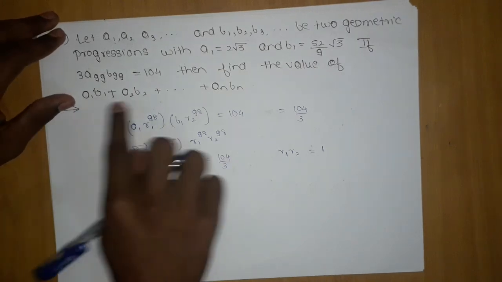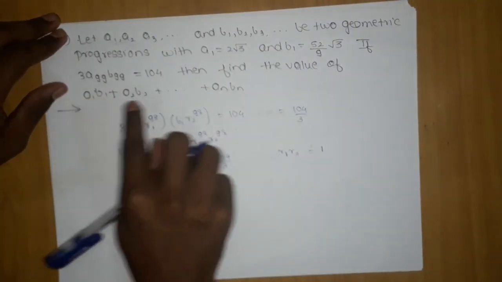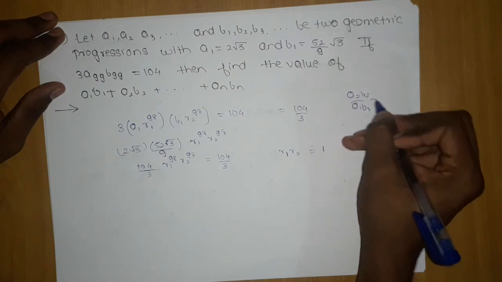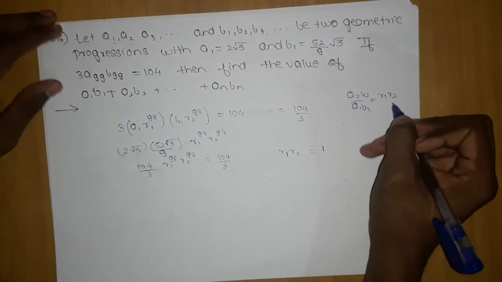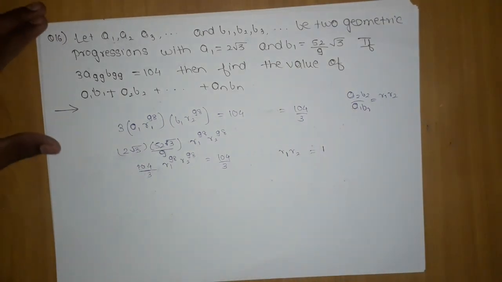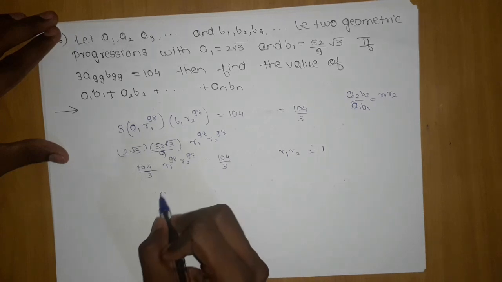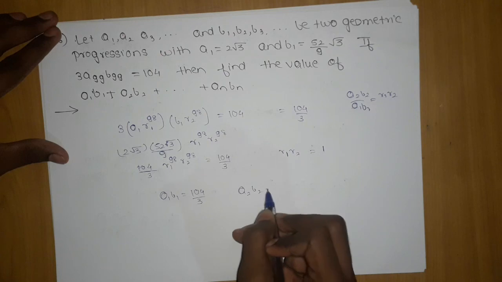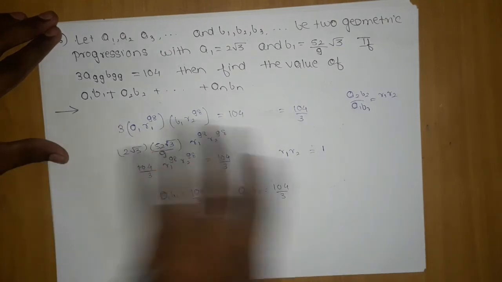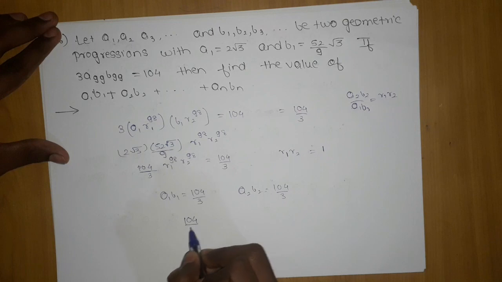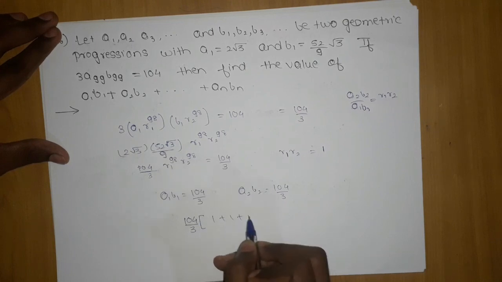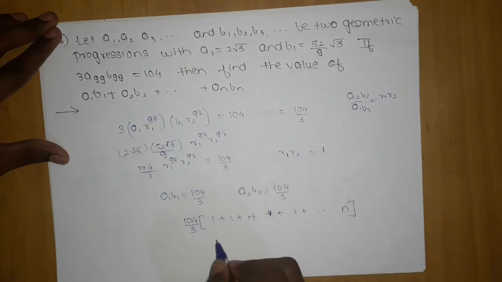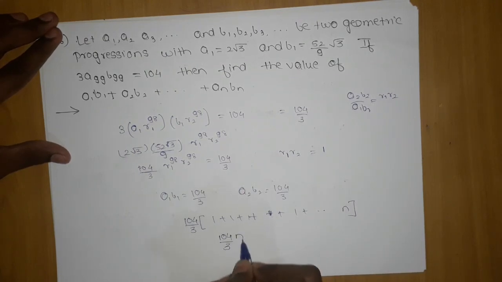Now we are getting the idea that we want to find this sum, and a2 b2 upon a1 b1 is nothing but r1 into r2. And it is telling us it is 1. If it is 1, then my first term a1 into b1 will be 104 by 3, my second term a2 b2 will also be 104 by 3. So it is still n terms. I can take 104 by 3 common, and here will be 1 plus 1 plus 1 plus 1 till n. So it will be nothing but 104 by 3 into n.